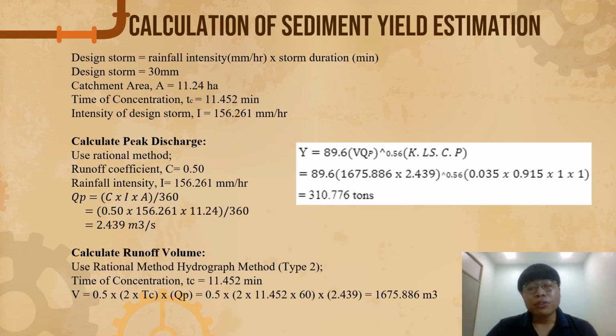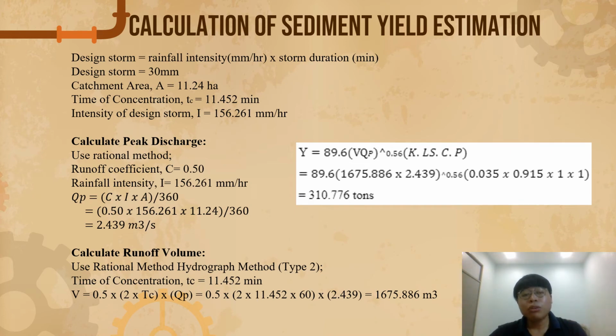For the calculation of sediment yield estimation: the design storm equals rainfall intensity times storm duration, and we get the design storm is 30 mm. Catchment area A equals 11.24 hectare. Time of concentration TC equals 11.452 min, which is the highest TC that we analyzed previously. And then we get the intensity of the design storm from the TC. To calculate peak discharge, we substitute the values, and we get 2.439 meter cube per second.